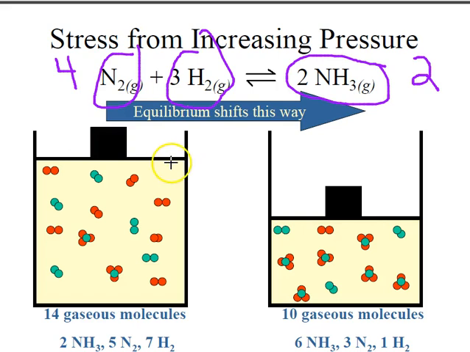So if we increase the pressure on this system, and to do that you just make the volume smaller, so when the volume goes down, the pressure goes up, it's going to shift to make more ammonia. And in doing so, it's going to make there be fewer gas molecules in the container. So if you look in this example over here, we've got 14 gas molecules, and these are at equilibrium, and then we stressed it by pushing down, so it shifts, so now there's only 10 gas molecules.